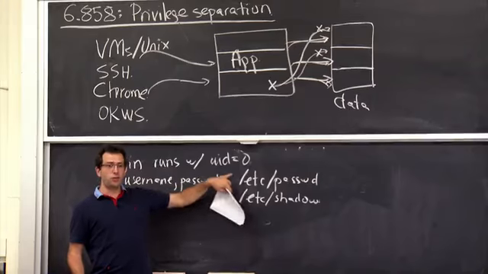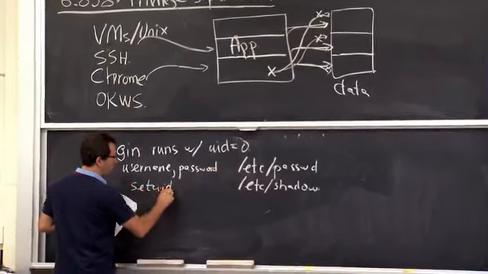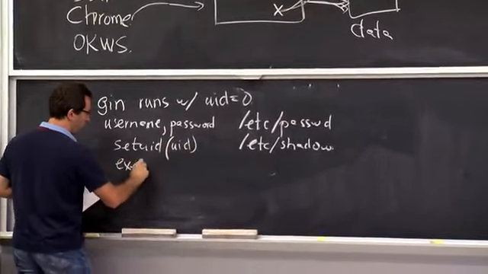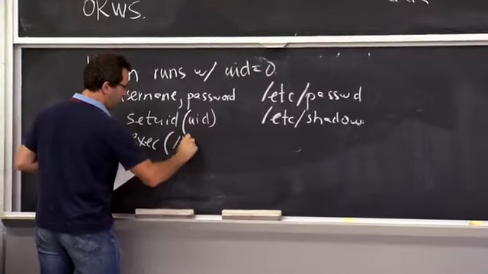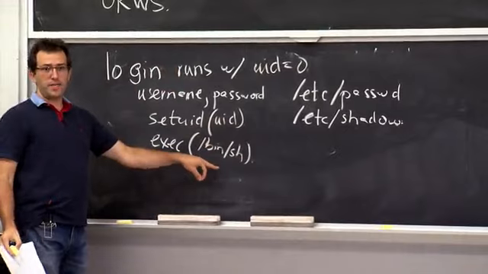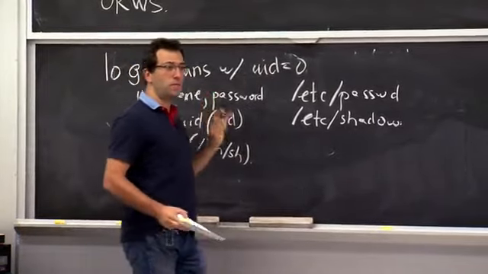And if it is, it'll find your integer UID and then call setUID on your UID value, and then execute your shell, whatever, /bin/sh. And now you can actually interact with the shell, but it's running as your UID, so you cannot do any arbitrary damage to this machine.